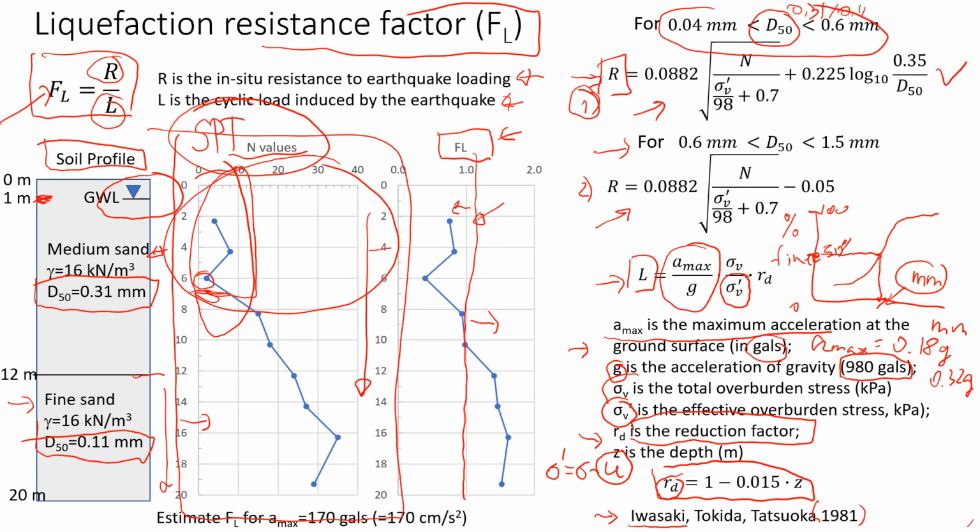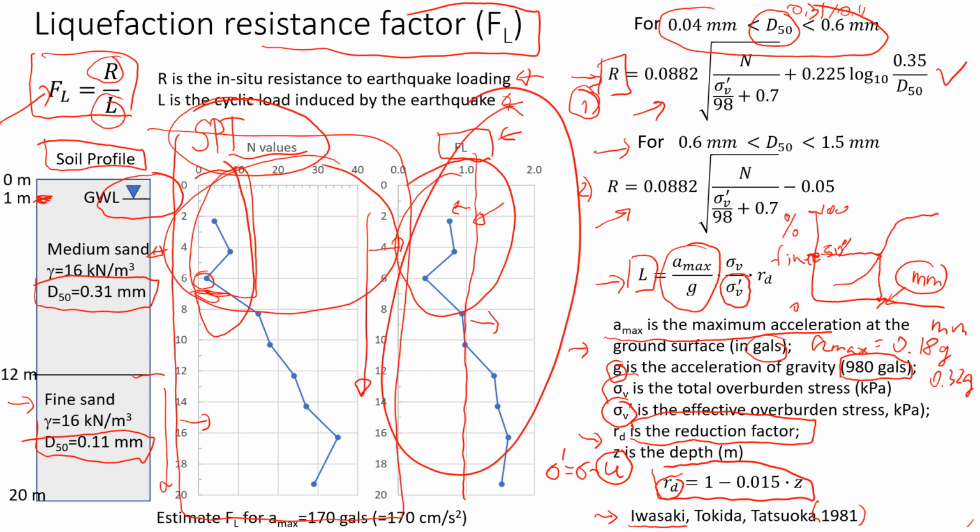And if we look here at the data, you will see that this resistance factor is less than 1 at the depth of first 6 meters. Okay, now I'm going to explain how I get this graph, and we'll do this example together. I'm going to the next slide.